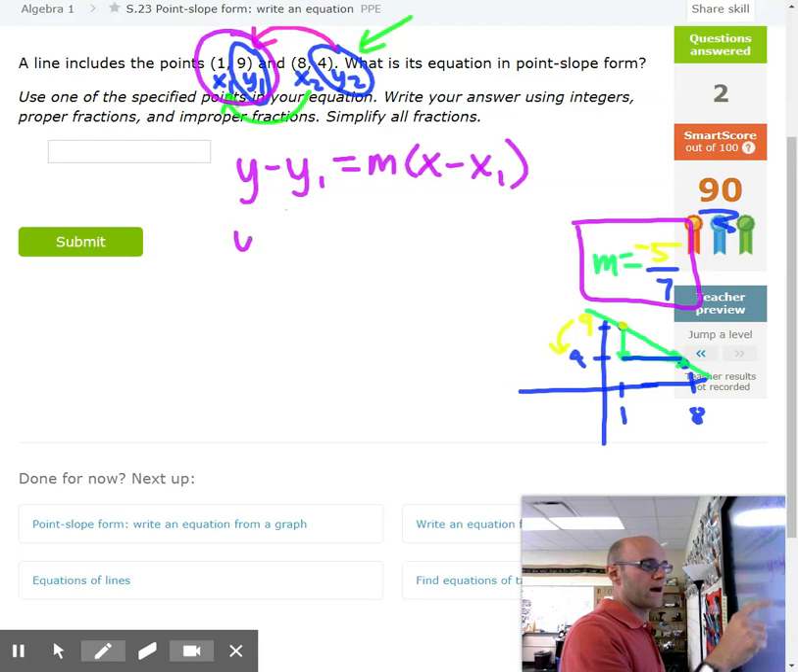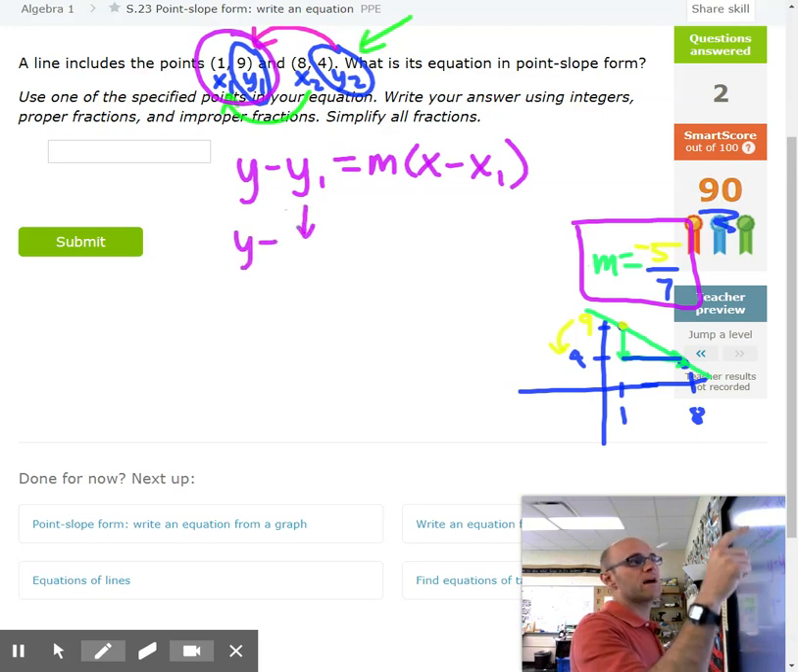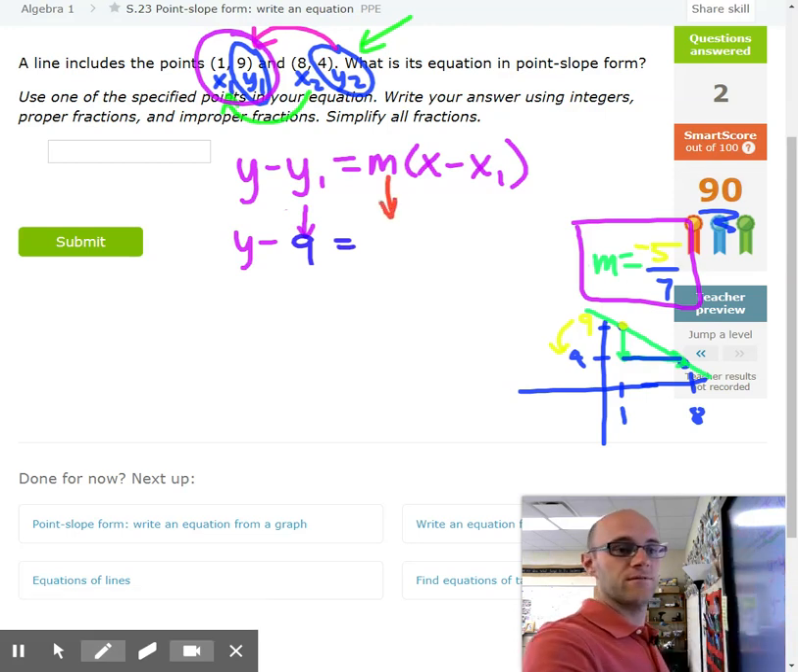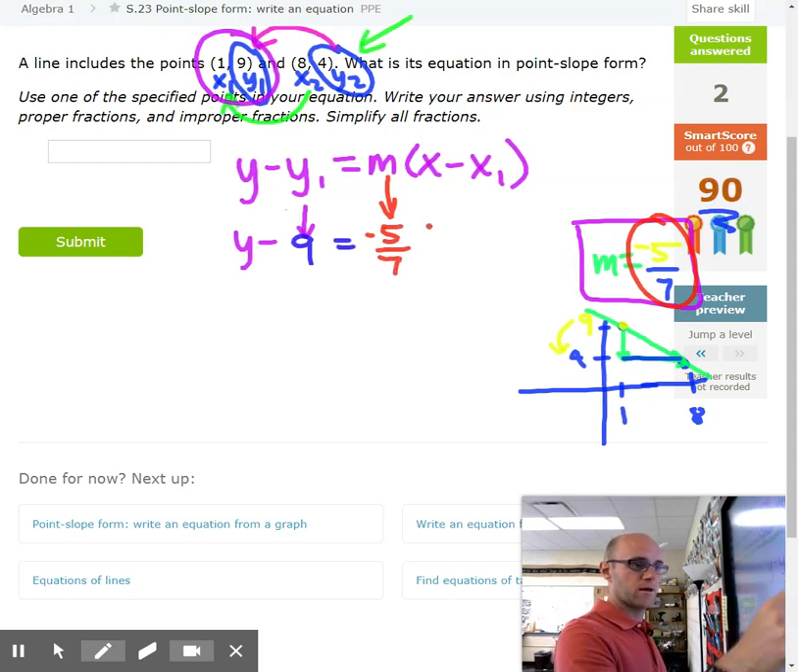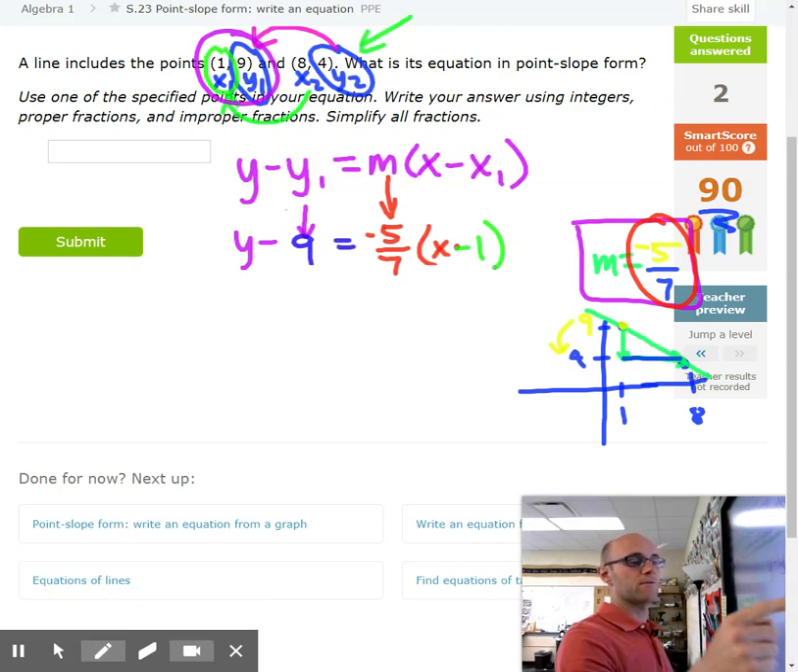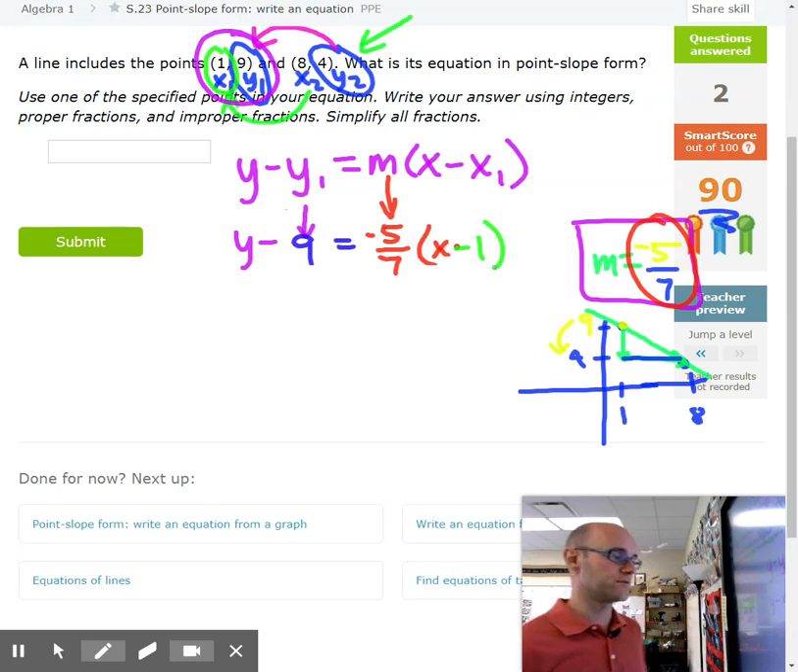Okay, y minus, plug in our y1 value. Let's see, that is the 9 there, and equals the slope. All right, slope for us was the negative 5/7 times x minus, and then our x value there, it's 1. You have to be careful and grab the numbers from the exact same point you were using the y values from. That's actually our equation.